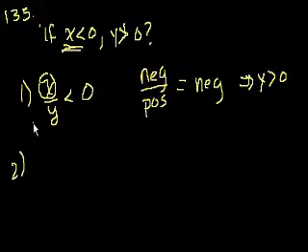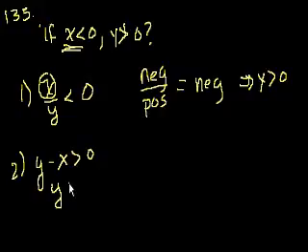Statement number 2 tells us y minus x is greater than 0, and that just tells us that, let's see, add x to both sides. That tells us that y is greater than x. Well, that's not enough. It says if x is less than 0, is y greater than 0?